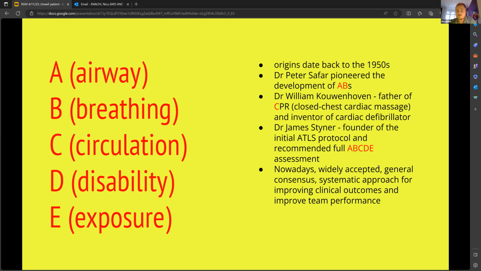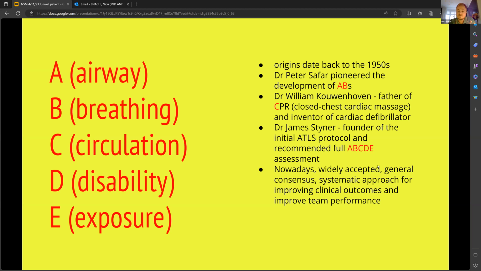Then came Dr. Kouwenhoven, who is a physicist in essence, but he really liked electricity and studying it. So he thought of ways he could use electricity in helping a patient in cardiac arrest. And one of his residents was the first person to ever deliver defibrillation to a patient in VF, and that was in 1957, quite a long time ago.